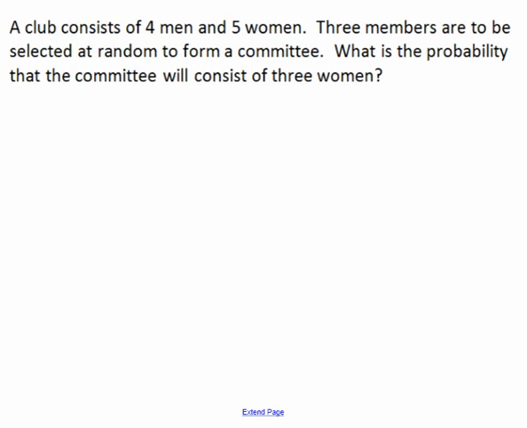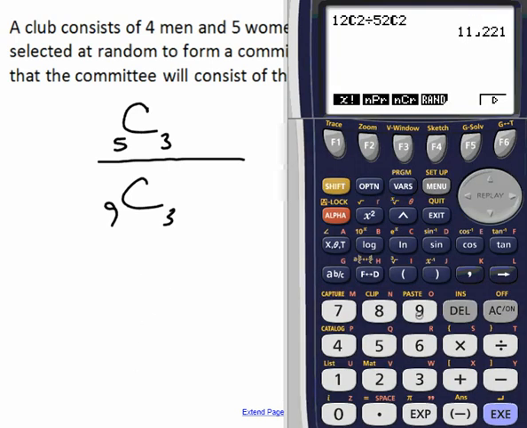Okay, so let's take a look at this. The first thing that we're going to notice is that we have 5 women to choose from, and we are going to choose a group of 3 of them. There's 5 women's names in the hat, and we're going to select a group of 3 of them. Now, how many people are there who have a name in the hat? Right, well, we got 4 men and 5 women. There must be 9 people in the bag, and we're going to select a group of 3. So we have 9C3.